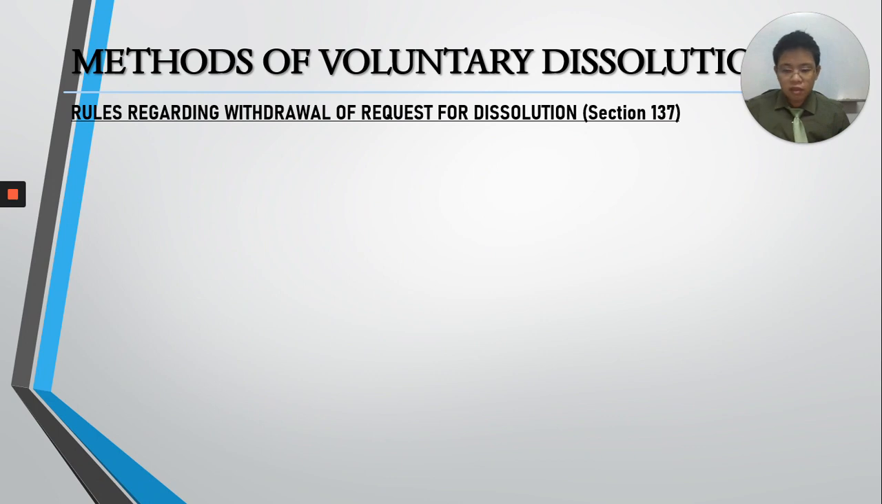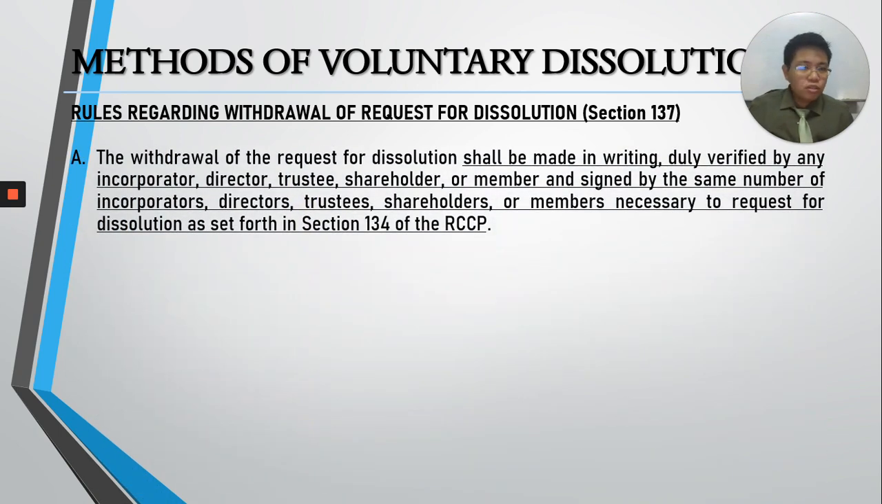Section 137, the rules regarding withdrawal of the request for dissolution. So remember, this will be related to Section 134. So yung 134 is voluntary dissolution where there are no creditors affected. Remember, it is initiated by a resolution. Afterwards, you will file a verified request for dissolution with the SEC. Now, what you have to remember, according to 137, you can withdraw your request for dissolution. So, the withdrawal for request for dissolution shall be made in writing, verified by any incorporator, director, trustee, etc., and signed by the same number of incorporators, directors, trustees, etc., necessary to request for dissolution as set forth in Section 134 of the Revised Corporation Code of the Philippines.